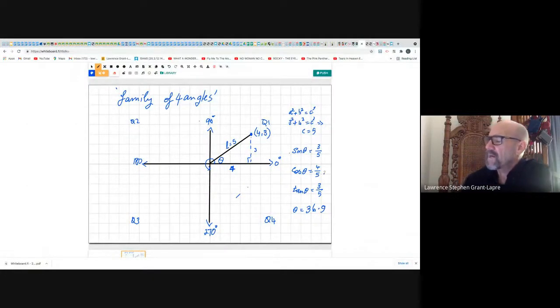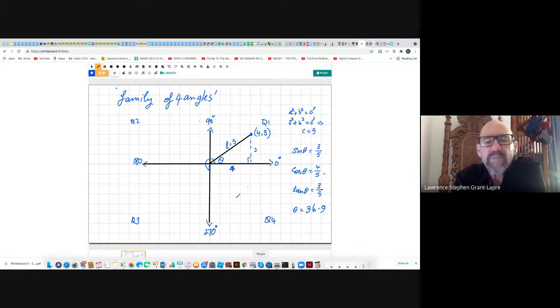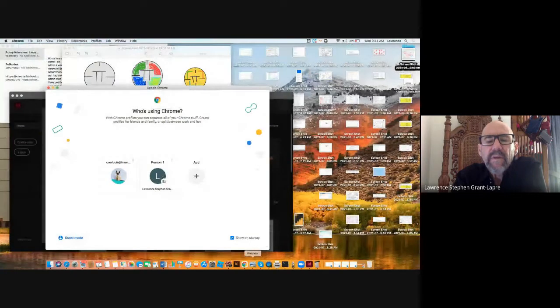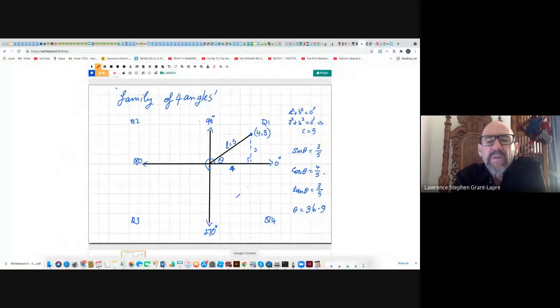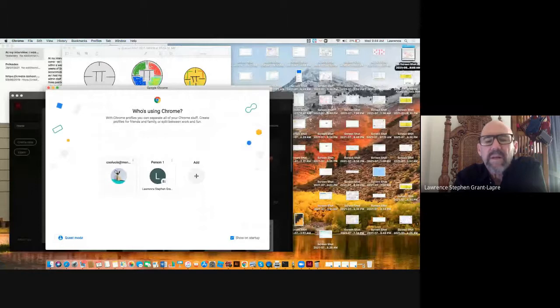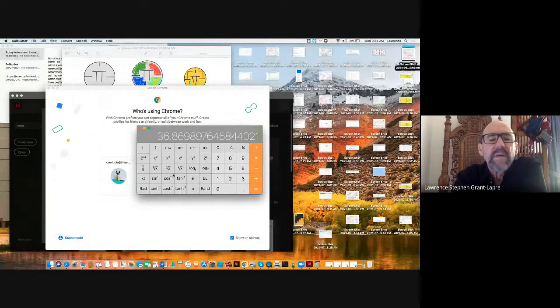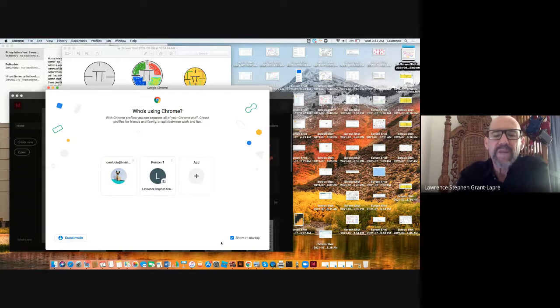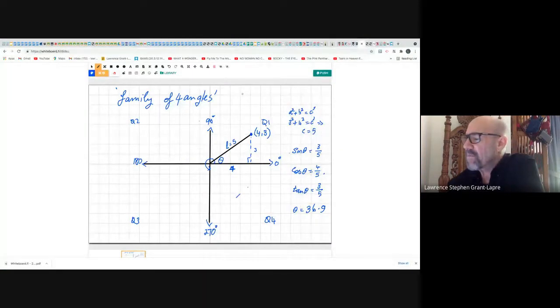Now, if we use arc cos of 0.8, because cos of theta is 0.8, I can't find the calculator. There it is. I put 0.8 because 4 divided by 5, and then arc cos, we still get 36.9 degrees. And also, if I do arc tan of opposite 3 over 4, which is 0.75, arc tan of 0.75, you get 36.9 degrees. You get the same angle, of course, because it is. So for this family of angles, the acute angle is about 36.9 degrees.